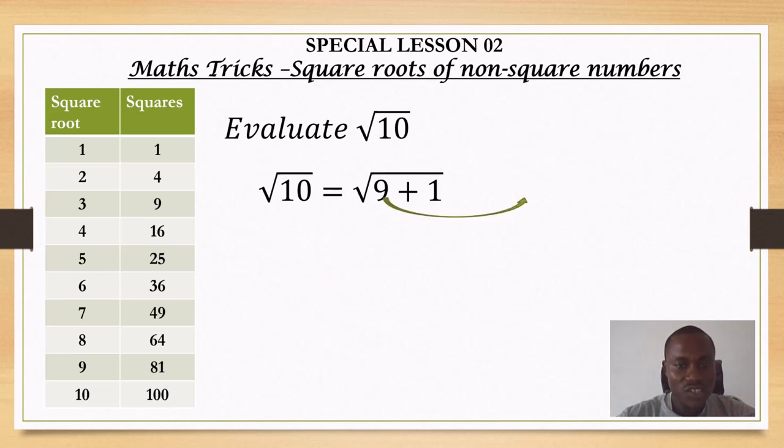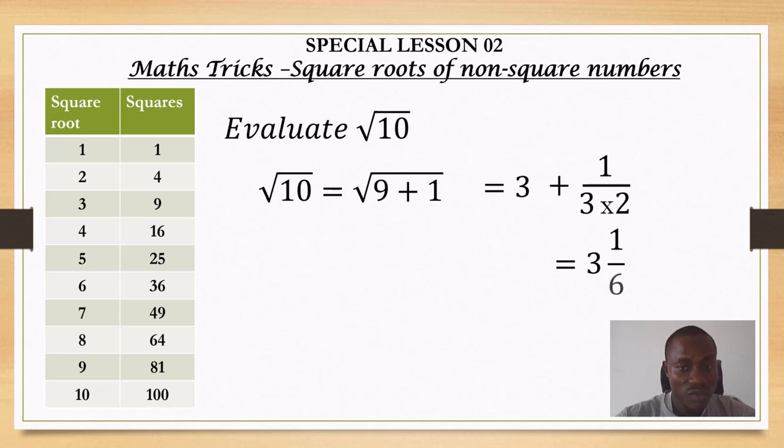Next, you have to find the square root of 9. The square root of 9 is 3. Now pick up this addition and place it there. So it becomes plus. Next, you take that one that you added, take it up and write it as a fraction. Let's follow this step. Take the 3 there, multiply it by 2. And that's all. So you got the answer. So the square root of 10 is 3 and 1 over 6.